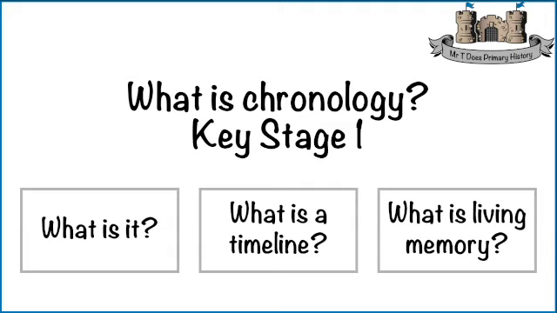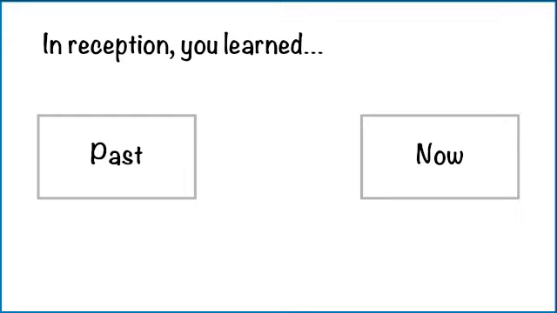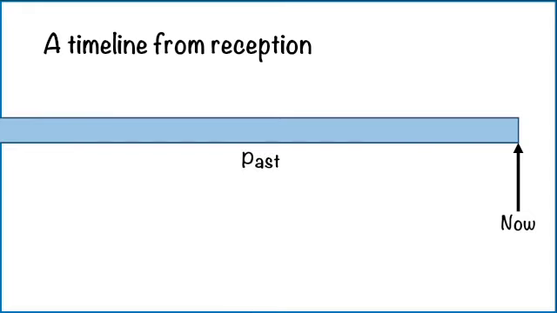In history lessons, we use it to help us organise the past really clearly. When you were in reception, you did some work on chronology, even though you might not remember it. We use the word past to describe things that have already happened, and now if they are currently happening. If we were to make a timeline in reception, this is what it would look like. You can see that now is right at the end of our timeline, and the past is everything else. The past is so long we could never show it on a timeline because we'd run out of screen, or we'd run out of space on our display.